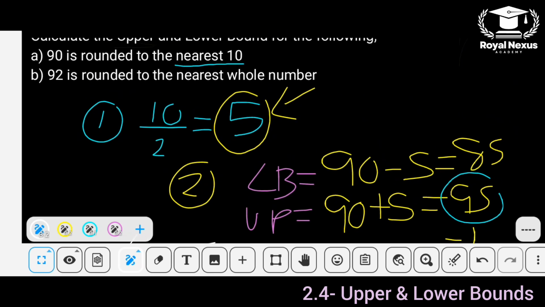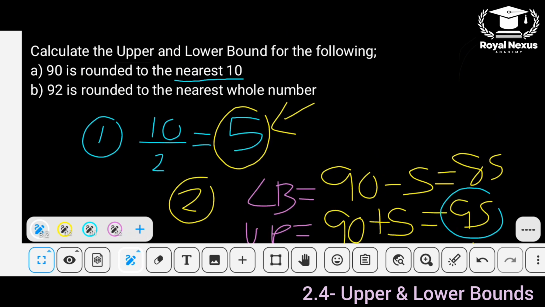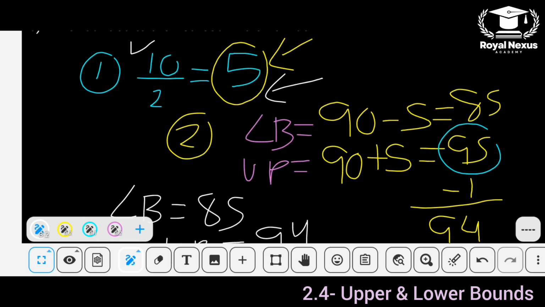The first step is that you need to divide by 2 the rounding that is given in the question. So here in this question, the rounding is given to the nearest 10. So you just need to divide this 10 by 2 in order to get this number. The second step is, now you need to use this number 5 to calculate the lower bound and upper bound. For lower bound, you just need to subtract that number from 90 in order to get your answer. And for upper bound, you just need to add that number to 90 in order to get your upper bound. But this 95 is not your upper bound. You just need to subtract 1 from it. So this 94 will be your upper bound. So the upper bound is 94.